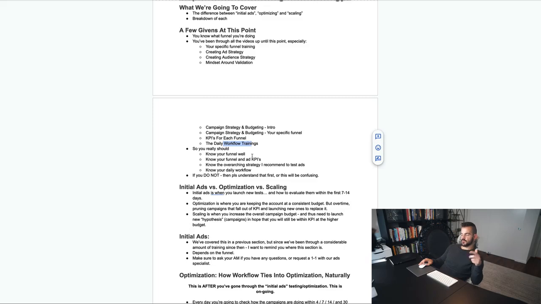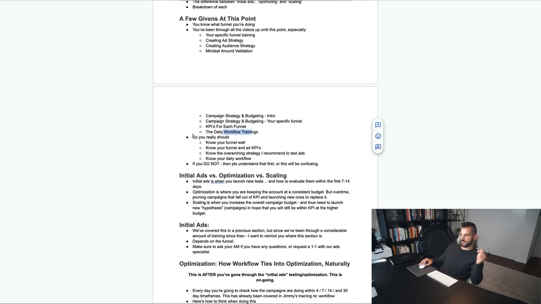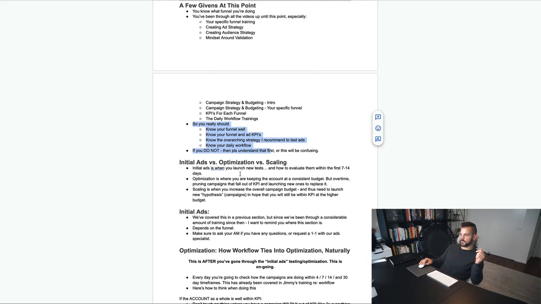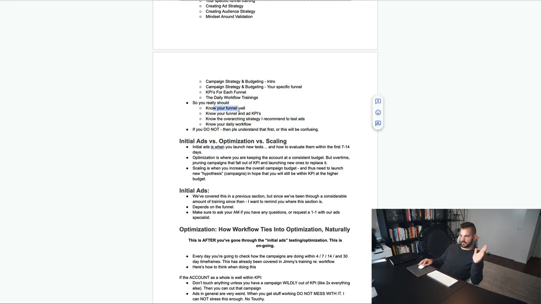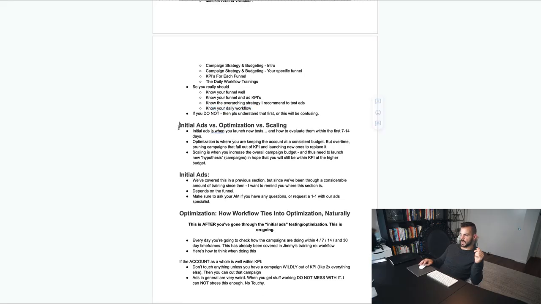Just don't hop around. If you already know ads pretty well, then like you'll kind of pick up what I'm putting down here. So again, in summary, know your funnel, your KPIs, the overarching strategy I recommend to test, and your workflow. Those are the big prereqs for this training.